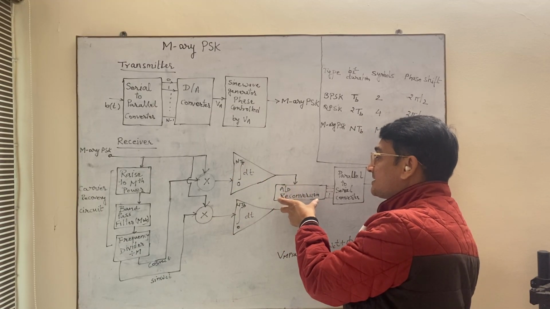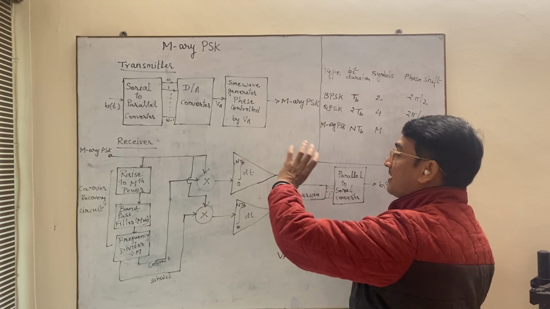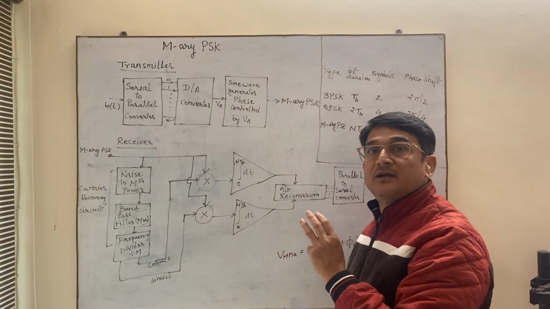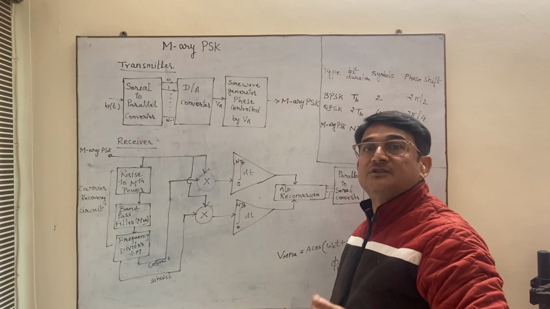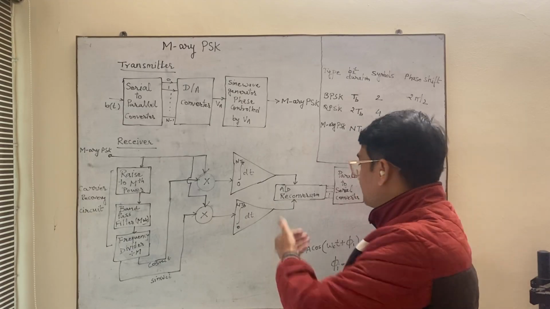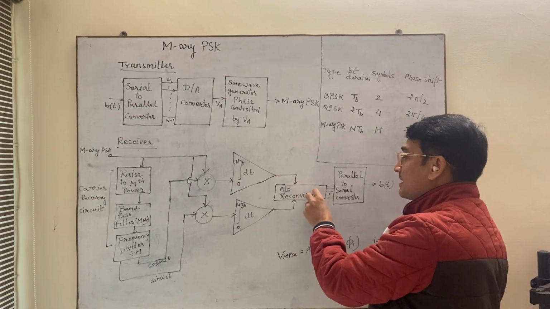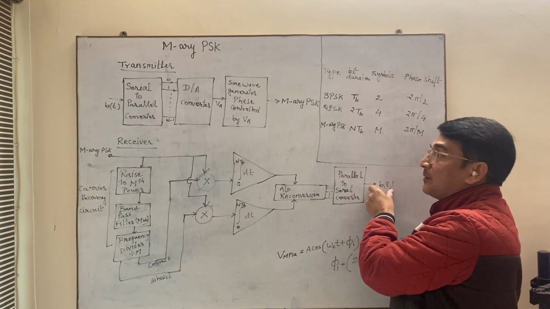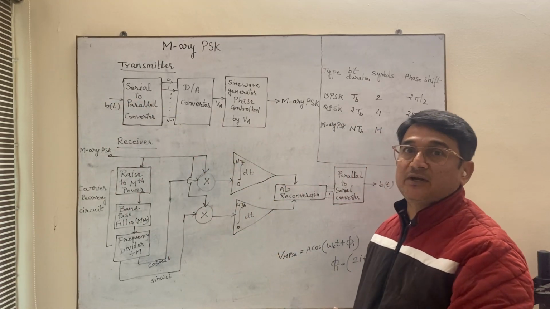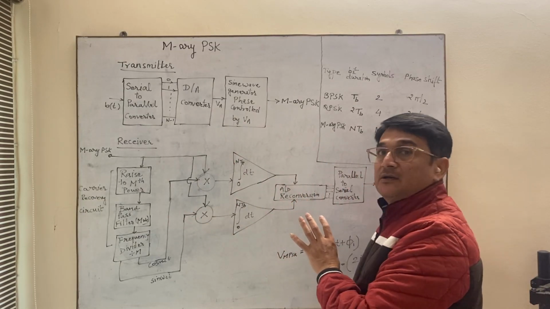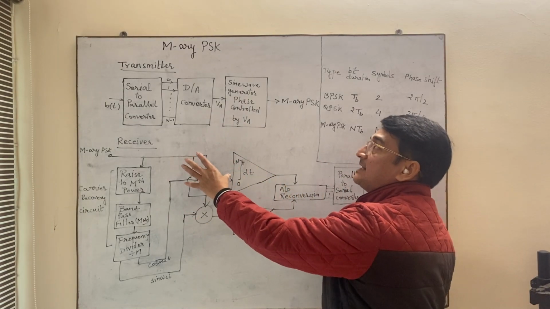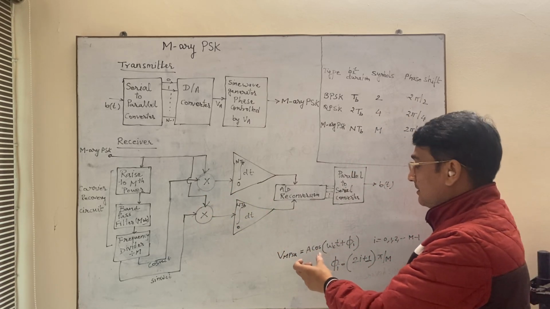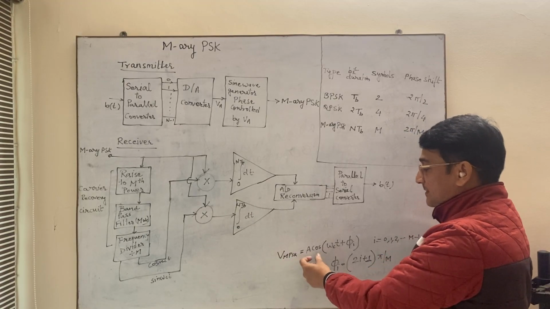And then there is A to D reconversion. Again we are converting this analog signal into its corresponding digital signal. That means what you will get? 000, 001, 010 till 111. So various 8 signals will be there from this output, and then it is given to this parallel to serial converter. The output will be nothing but the bit sequence which we have transmitted. So this is how your M-ary PSK receiver works.